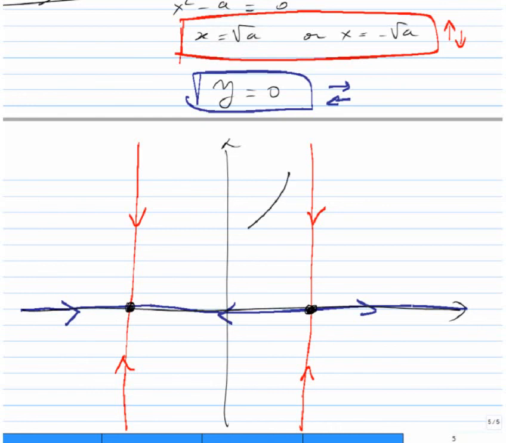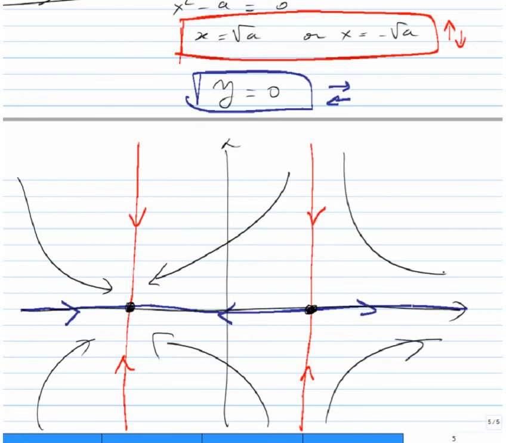If you have an initial condition here, solutions go like this, and here they're coming, here solutions like this, here solutions go like this. There are solutions living on the y-axis, and there are solutions living on the two vertical lines, x equals square root of a and x equals minus square root of a. It's very easy to check that the first equation in your system is satisfied.